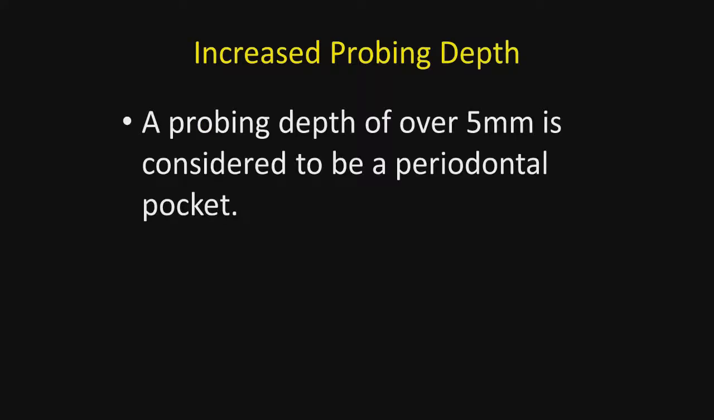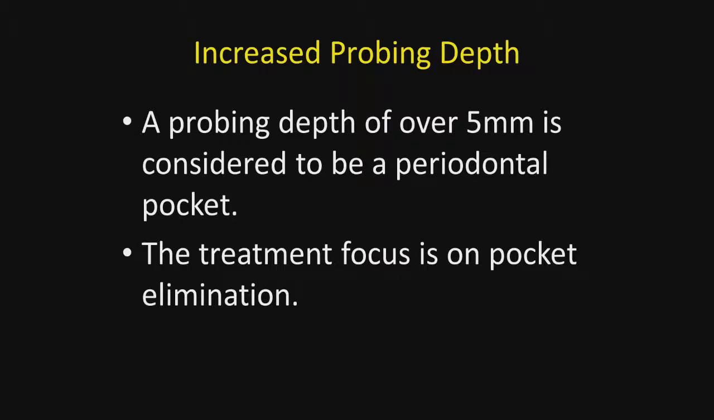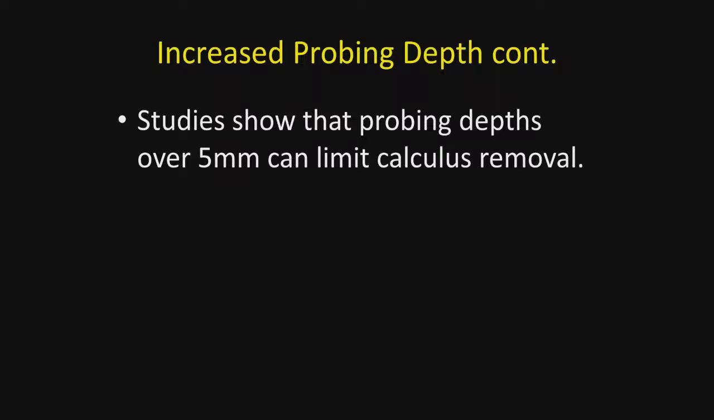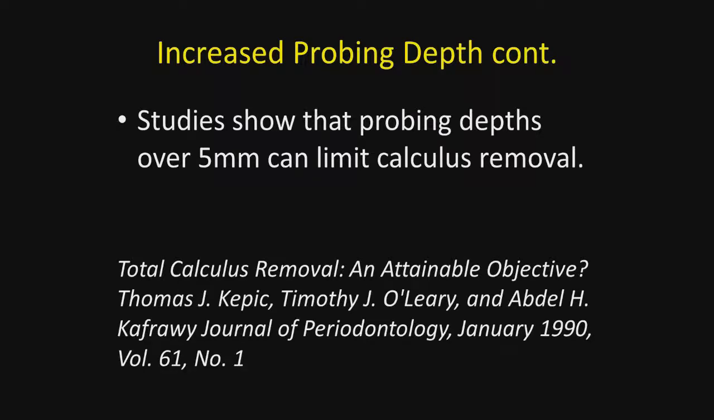Increased probing depth. A probing depth of over 5 millimeters is considered to be a periodontal pocket. The treatment focus is on pocket elimination. Infection is present. Further, studies show that probing depths of over 5 millimeters can limit calculus removal, and this is a classic article by O'Leary and his co-workers published back in 1990.